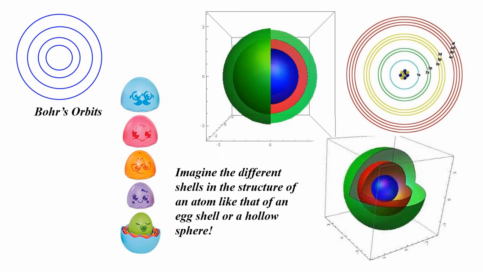Now look at the second sphere. Imagine this as the second shell. This second shell has two subshells.